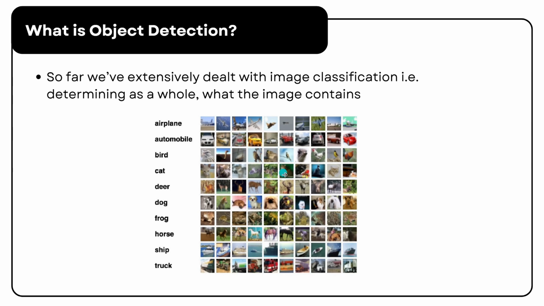So what's missing here? Well, imagine a more complex image, one that has multiple objects. An example here is a person riding a bicycle next to a dog and a car in the background. Image classification alone won't help us know where each of these objects is or how many are present. So that's where object detection comes in.